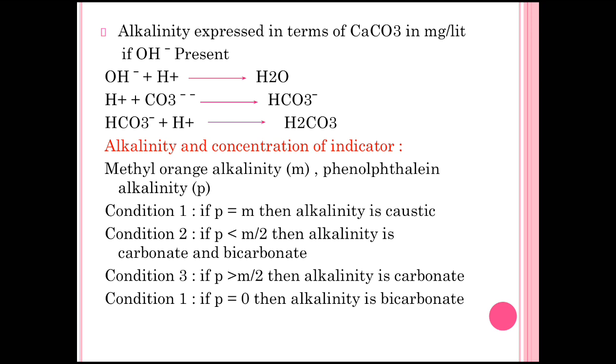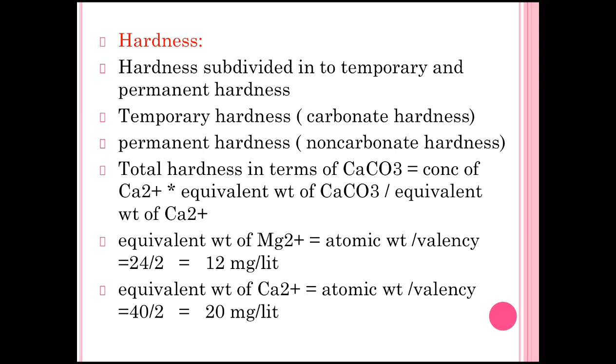Now condition 3: if the phenolphthalein alkalinity is greater than M by 2, meaning the methyl orange alkalinity divided by 2, then it is the carbonate type of alkalinity present in water, or it is called the carbonate alkalinity present in water. These are very important from the exam point of view. Now if P is equal to 0, meaning the phenolphthalein alkalinity present in water is 0, then the bicarbonate type of alkalinity is present.